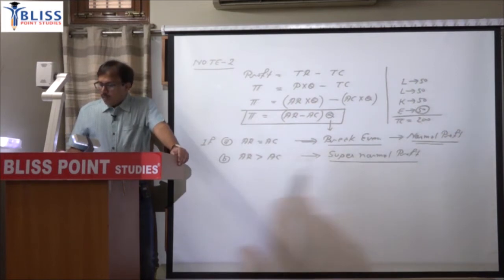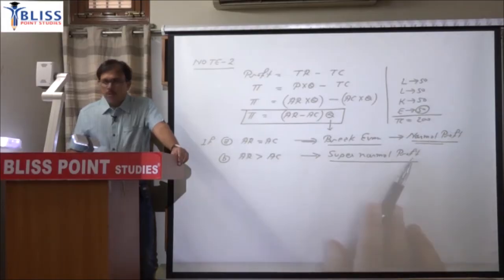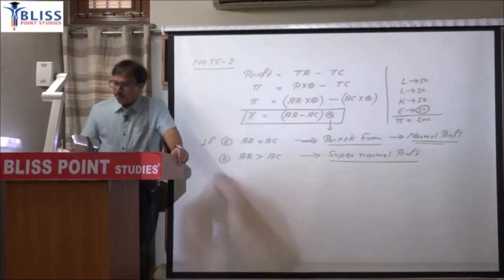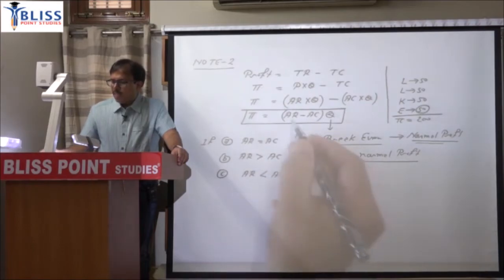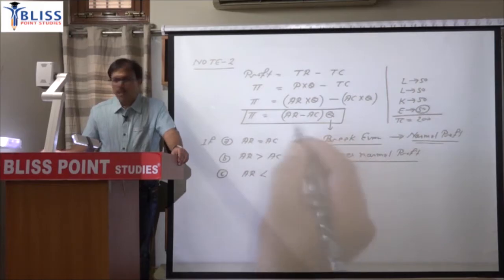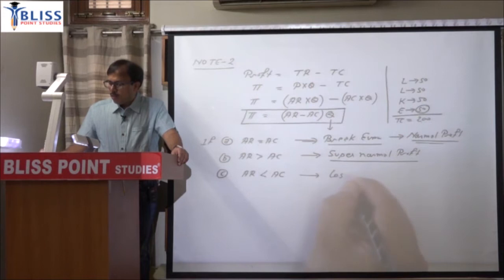Clear? So if average revenue is equal to average cost, there will be a break-even point which includes normal profit. If average revenue is greater than average cost, it is supernormal profit or abnormal profit. The third point is very crucial. It says if average revenue is less than average cost, so if AR is less than AC, this term will become negative. But negative profit means there is loss.